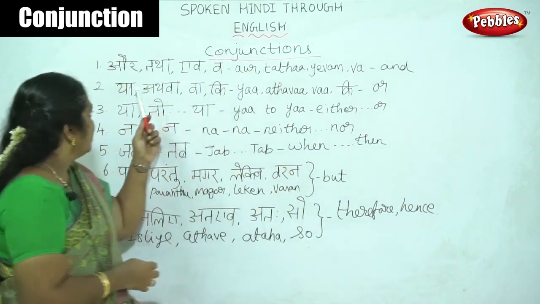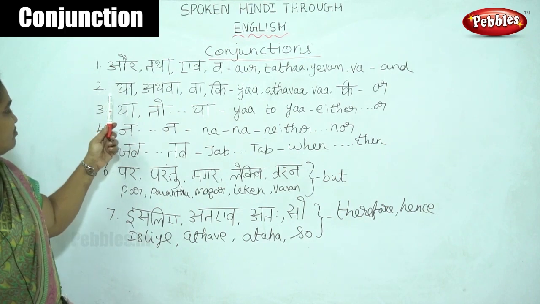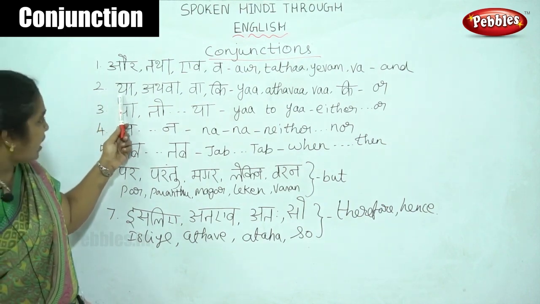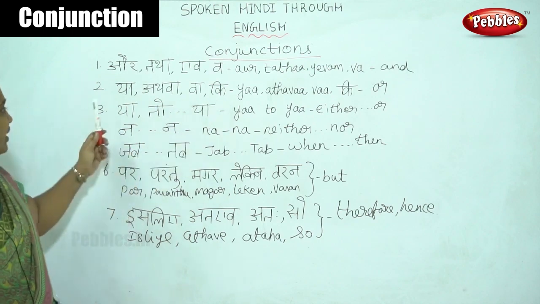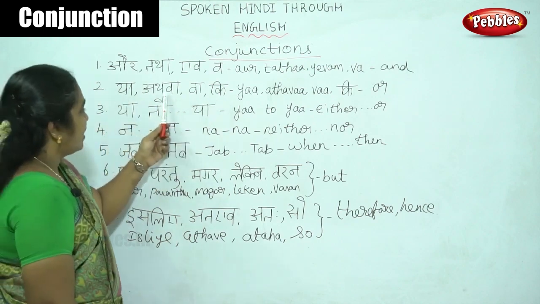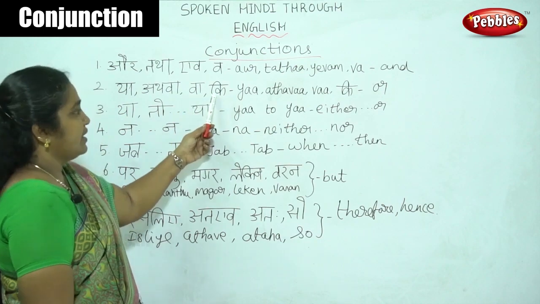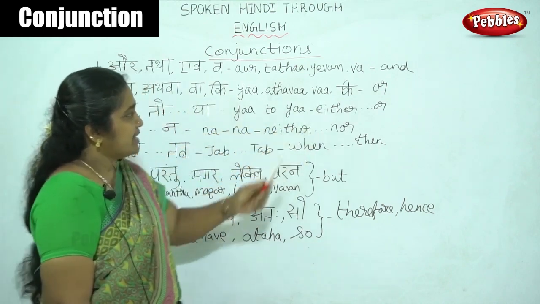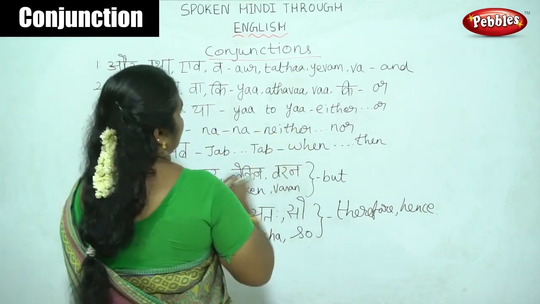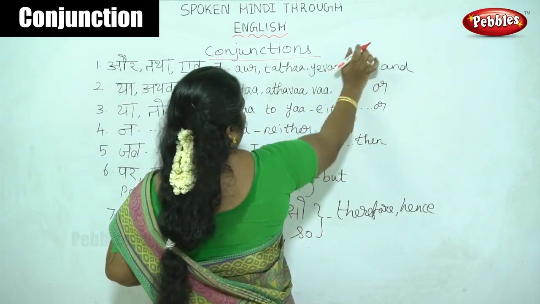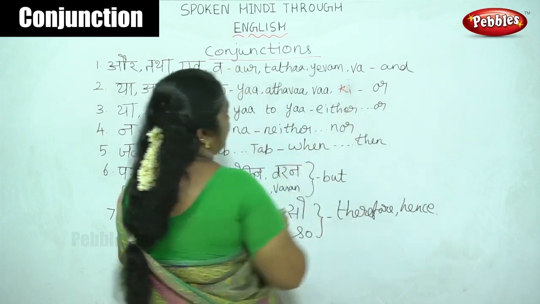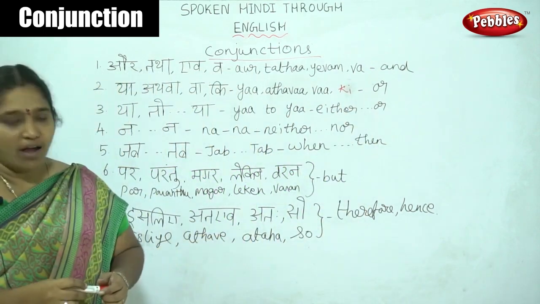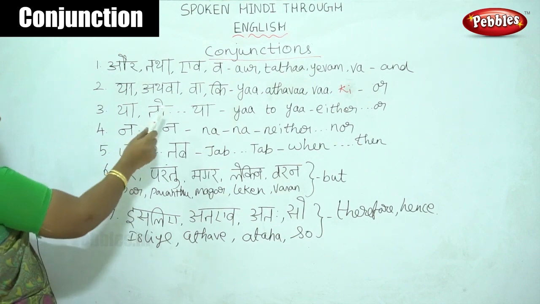In English we can say it as: I want coffee and one tumbler of milk or one tumbler of water. Like that. Then the second one is ya, adva, va, ki. Here the meaning is only "or".